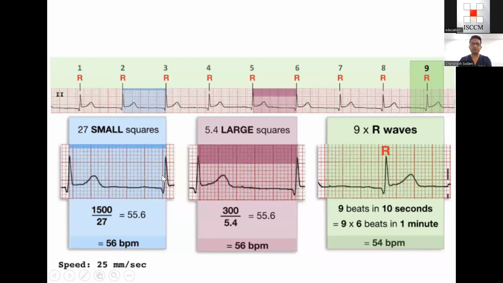And if you really want to divide with the small squares, you should always use the 1500 number. So whenever you count small squares, you have to divide like this: 1500 divided by 27 is equal to 55.6. So again, here also the heart rate is around 56. So this was about the heart rate.